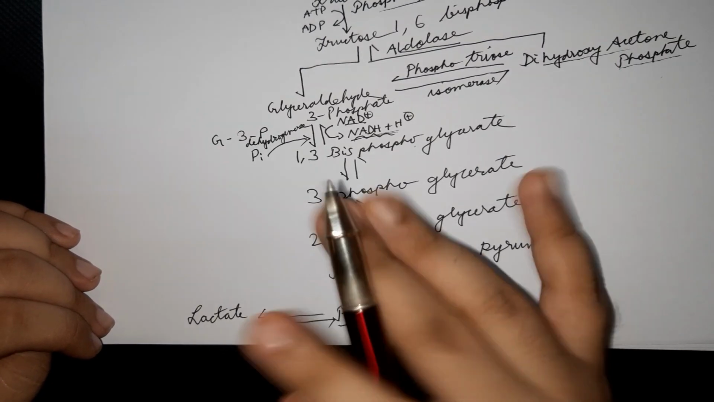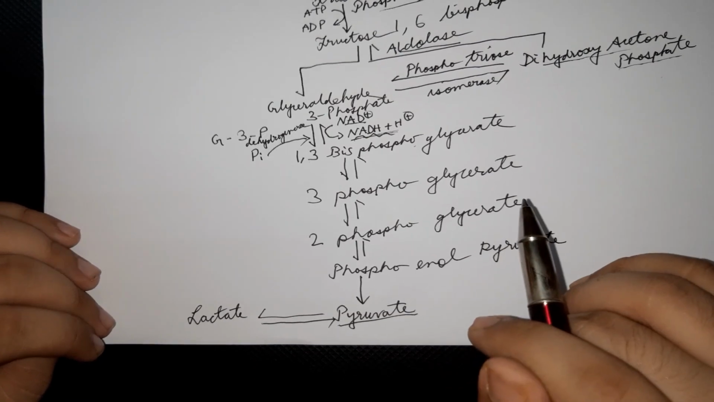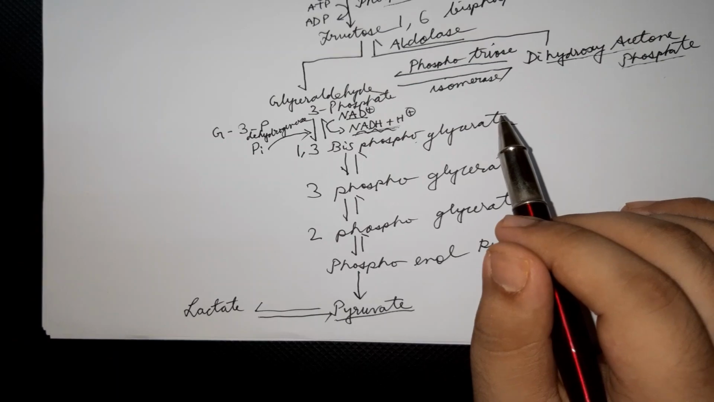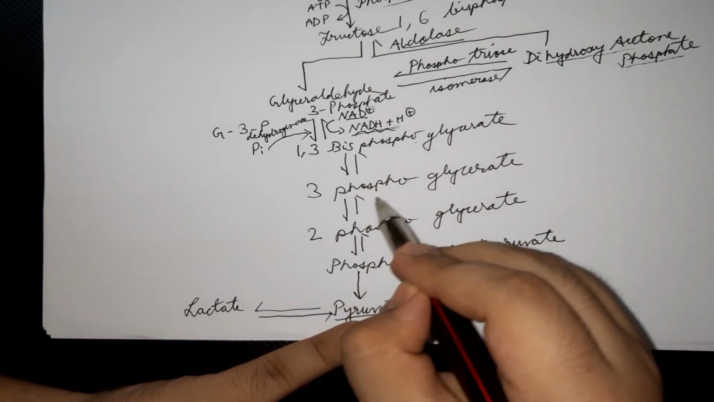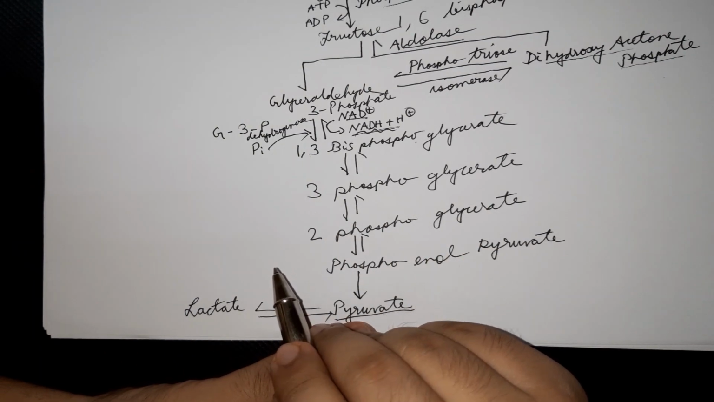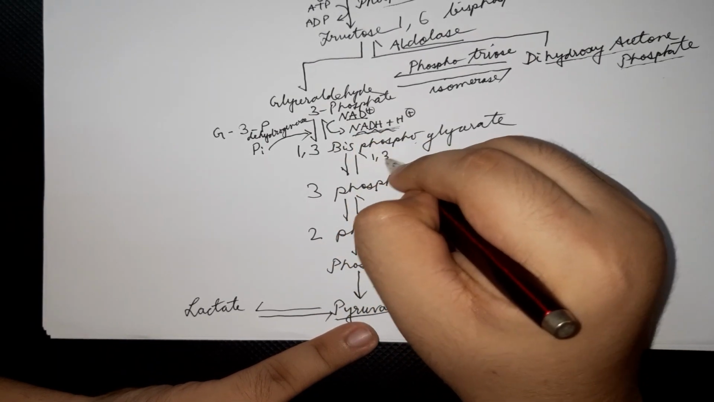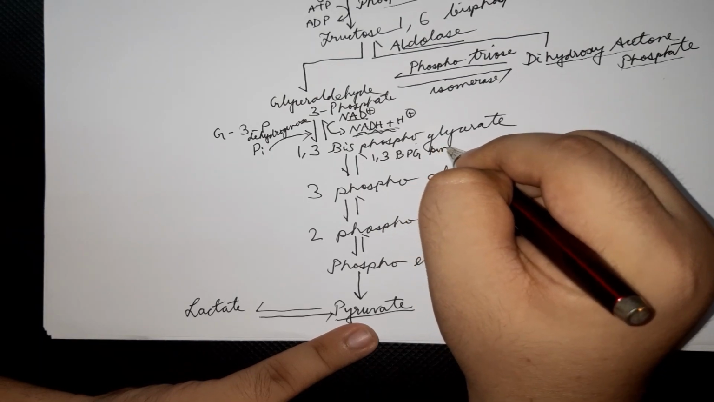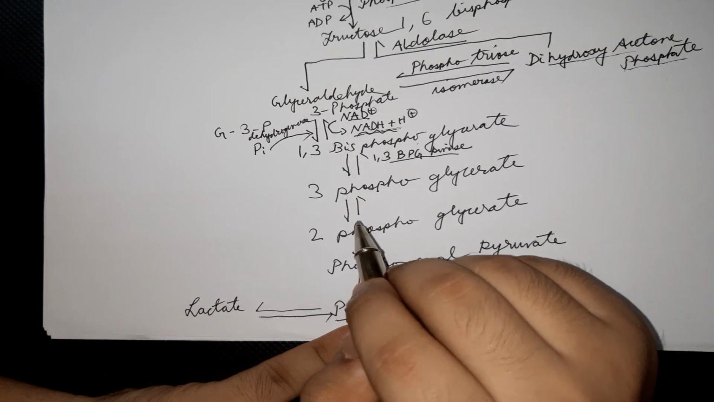Okay? No other source. Direct. Now, 1,3-bisphosphoglycerate formed, right? 1,3-bisphosphoglycerate after being formed is converted into 3-phosphoglycerate, right? So 1,3-bisphosphoglycerate to 3-phosphoglycerate will take place by 1,3-bisphosphoglycerate kinase.